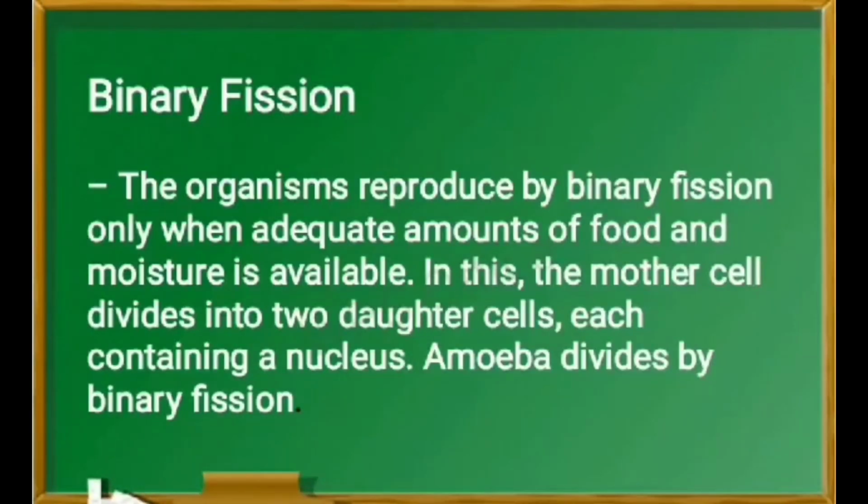Binary fission. The organisms reproduce by binary fission only when adequate amounts of food and moisture are available. In this, the mother cell divides into two daughter cells, each containing a nucleus. Amoeba divides by binary fission.